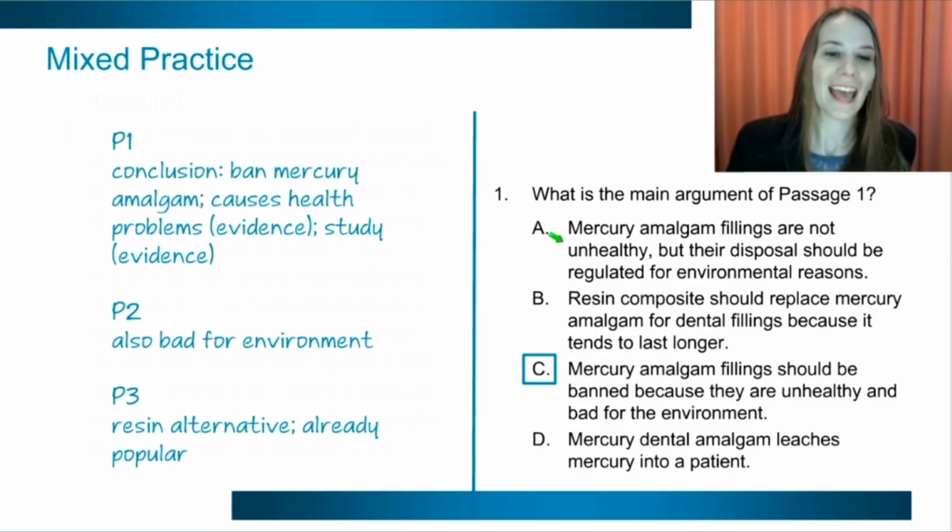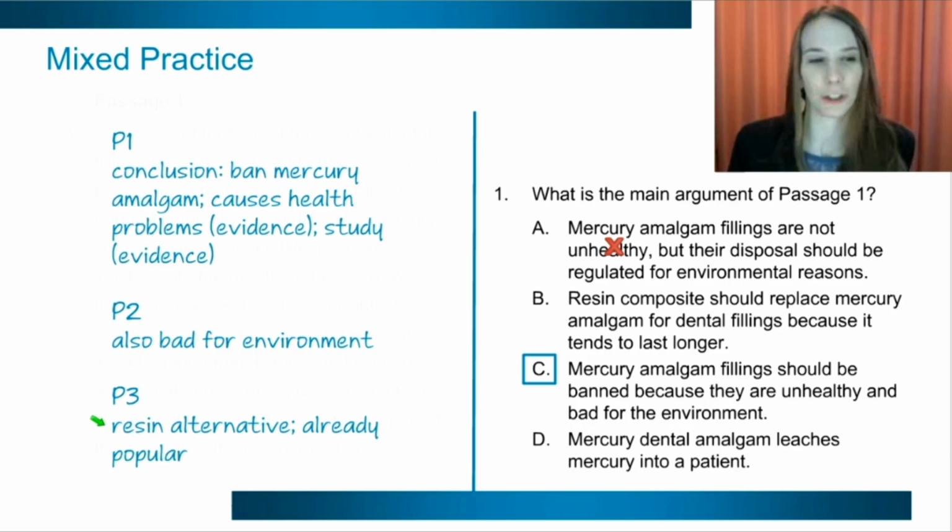Now answer choice A, this is the opposite of what this author says. The author says that they're not unhealthy. Well, that's false, right? The author says, in fact, they are quite unhealthy. Resin composites should replace mercury amalgam. The author does say that, but that's not the main point here, right? The main point is ban the mercury fillings because they're bad for the environment, and because there is an alternative. So in fact, the fact that there is an alternative, that these resin composites are already there, is more evidence for why the banning can take place without any consequences.